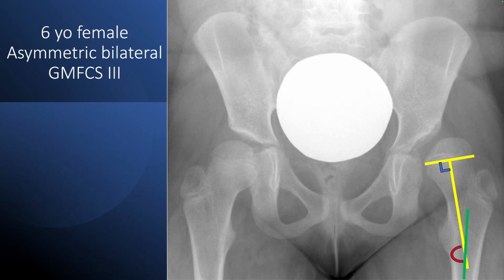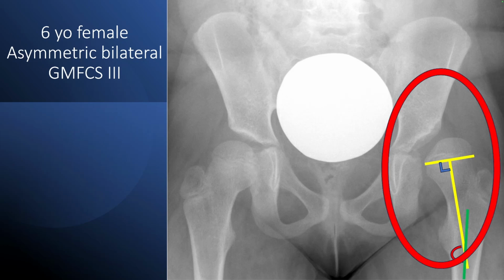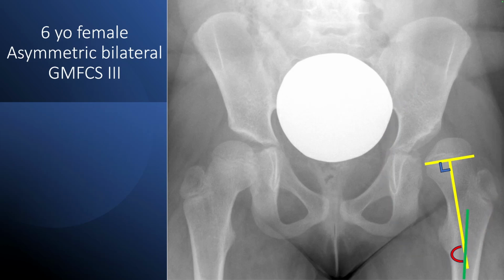This is a film from a 6-year-old girl with asymmetric bilateral CP. Although neither hip is normal, for illustrative purposes, let's concentrate on her left hip, which is obviously her worst side. In addition to coxa valga, the proximal femoral epiphysis shows asymmetry with diminished growth and ossification on its medial aspect. This radiograph also illustrates hip subluxation with a wide medial joint space and disruption of Shenton's line.